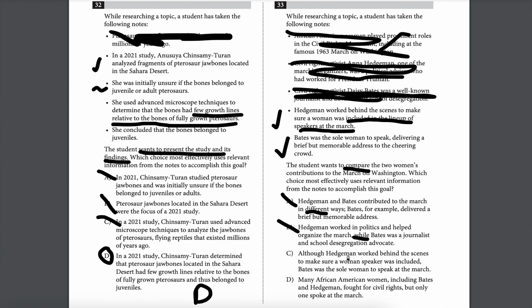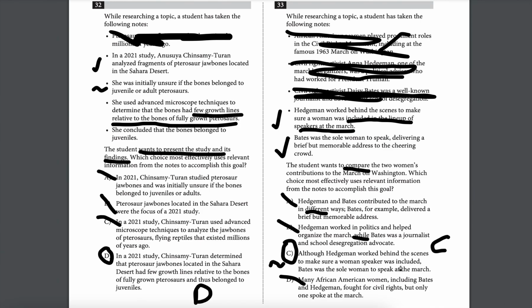In C, although Hedgeman worked behind the scenes to make sure a woman speaker was included, Bates was the sole woman to speak at the march. Although kind of has a contrasting connotation, but I think it will help accomplish this goal of comparing their contributions to the March on Washington. Let's look at D. So many African American women, including Bates and Hedgeman, fought for civil rights, but only one spoke at the march. This is definitely contrasting, so D is wrong. C has to be right in this case.